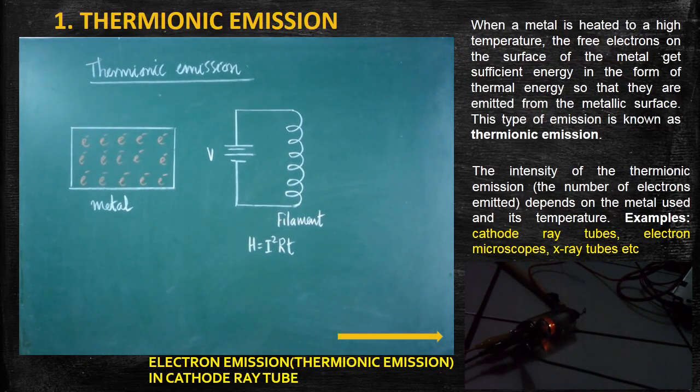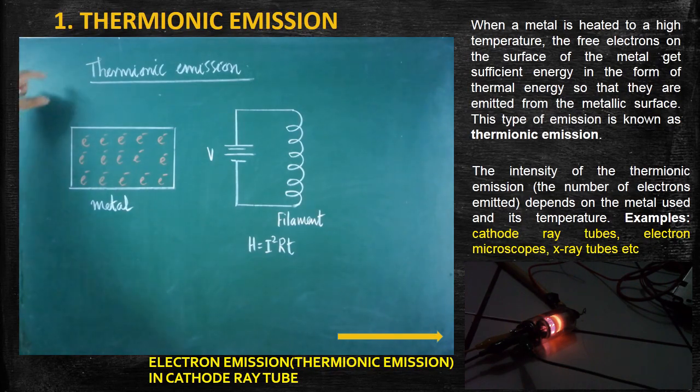Today we are going to talk about the four methods of electron emission. There are four methods of electron emission. The first one is called thermionic emission. The second one is called field emission. The third method of electron emission is photoelectric emission. The final method is called secondary emission. So we will see them one by one.